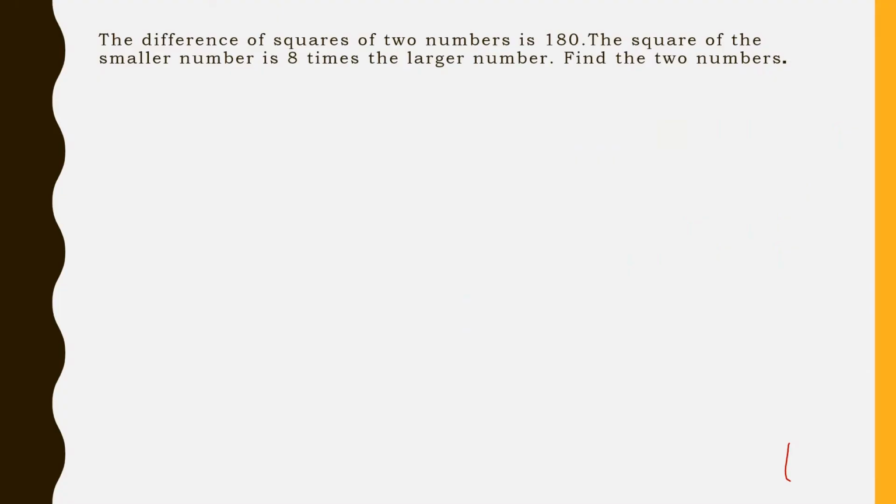The difference of squares of two numbers is 180. The square of the smaller number is 8 times the larger number. Find the two numbers. So we have to consider two numbers. Let the numbers be x and y, and we can take x greater than y.